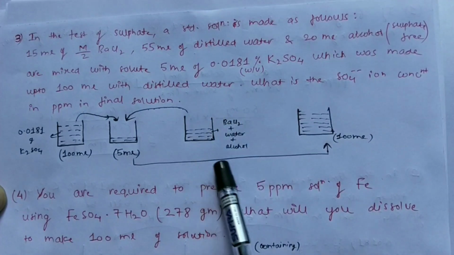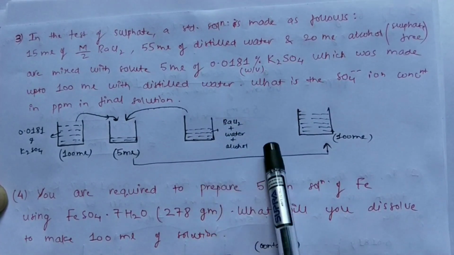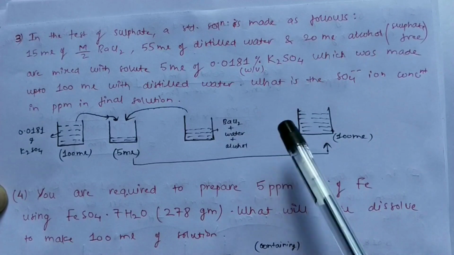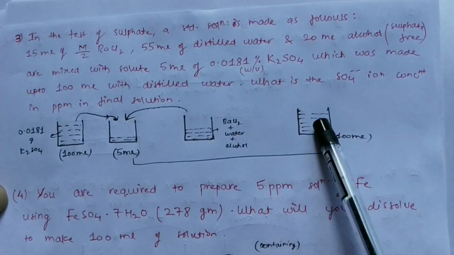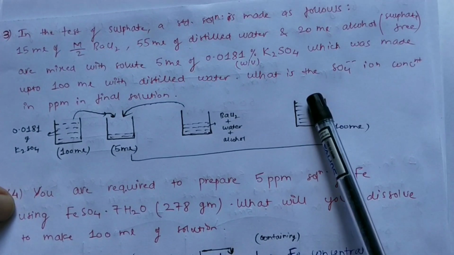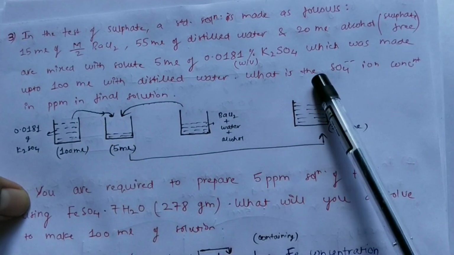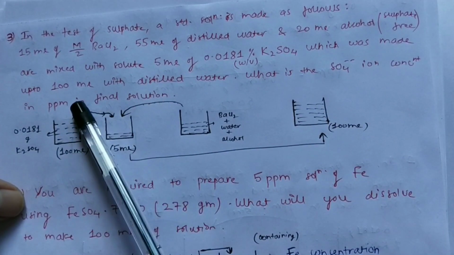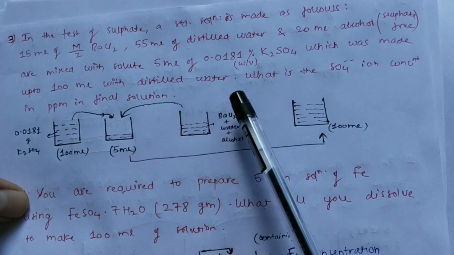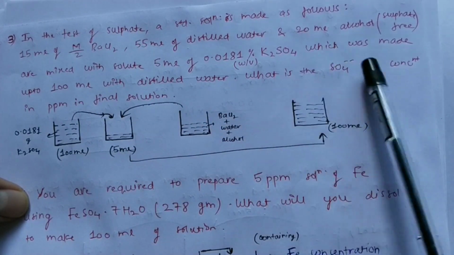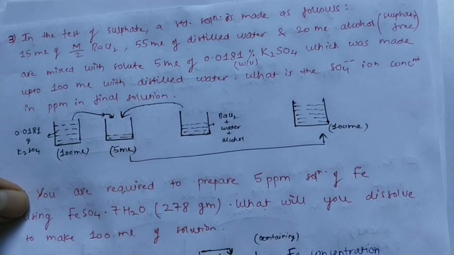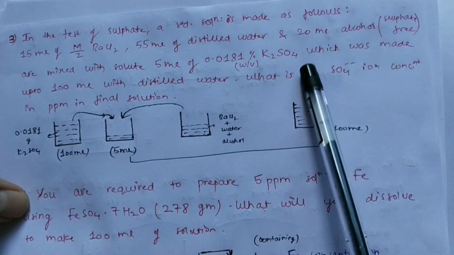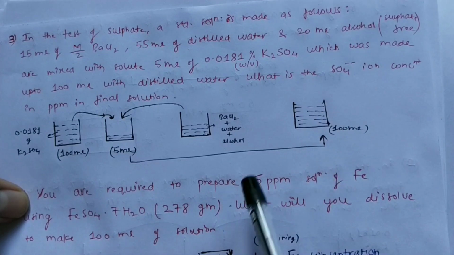So see here, these things are nowhere of our interest, because we need to find out the concentration of sulfate ion. So in the final volume, how many grams of sulfate ion are there? Because if you want to find the parts per million of sulfate ion in the final solution, what is the formula of parts per million? Mass of solute, here the solute is sulfate ion, so mass of sulfate ion in gram divided by volume of solution in ml. You have the volume of solution, that is 100 ml final solution. Now we just need to find the mass of sulfate ion in this final volume. How will you find it out?